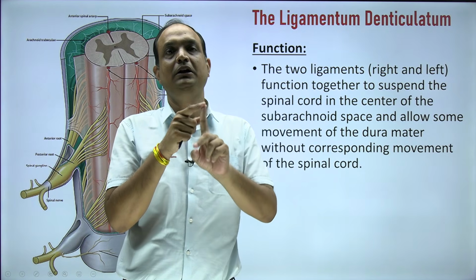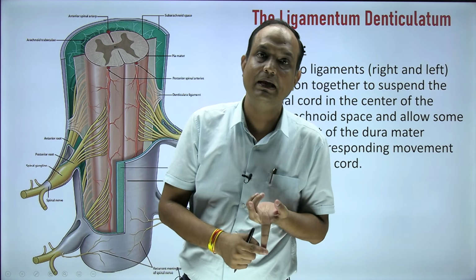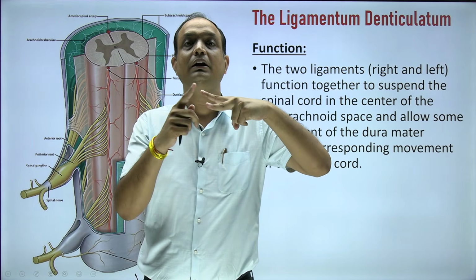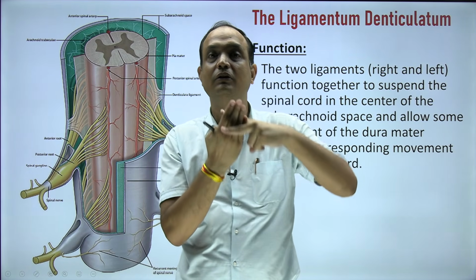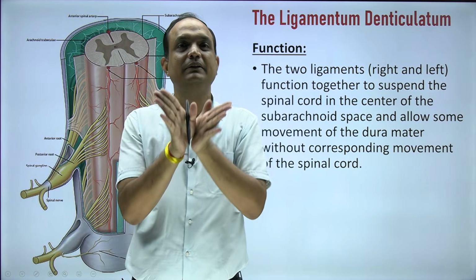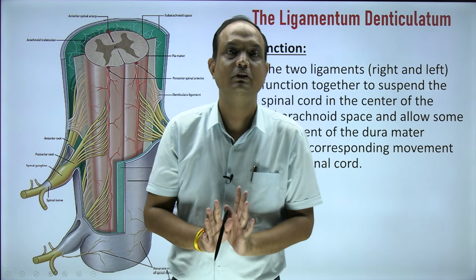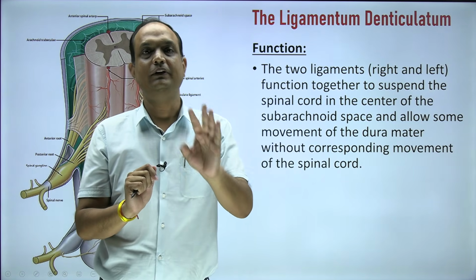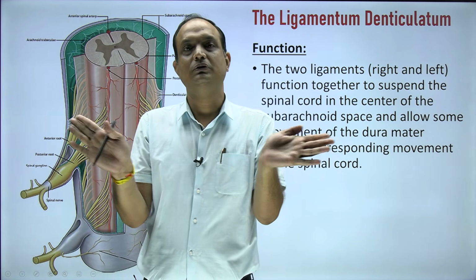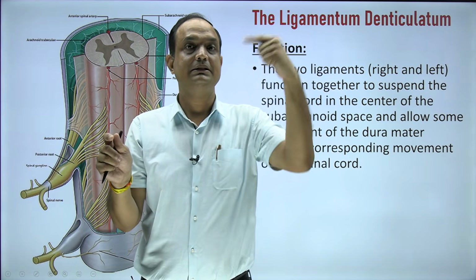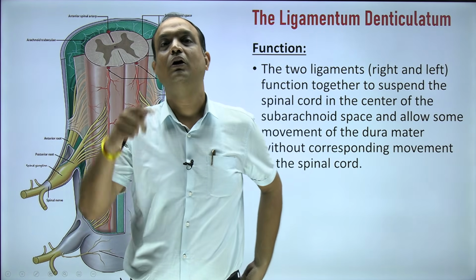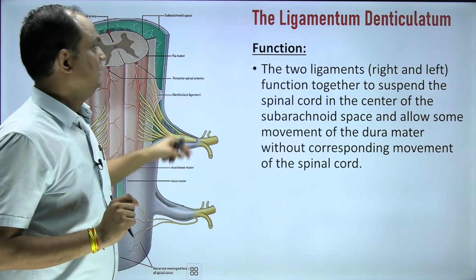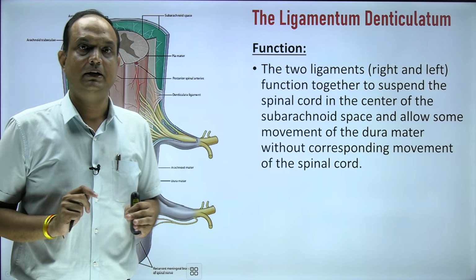That the ligamentum denticulatum is formed by the pia mater. Second, the ligamentum denticulatum lies between the ventral and dorsal roots of the spinal nerve. Third, it pierces or passes through the subarachnoid space. And fourth, they are 21 in number. And the fifth and last thing is that they attach to the dura mater between the exit of two spinal nerves, or between two intervertebral foramina. So what is the function of these ligamentum denticulatum?